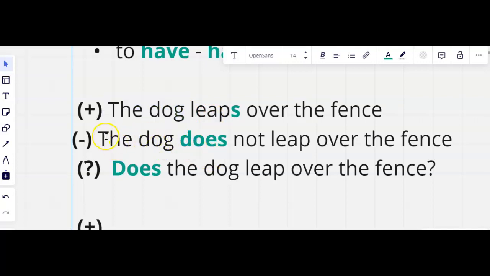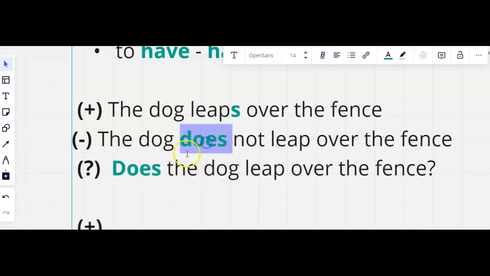All right. So the negative way would be the dog does not. So we put the auxiliary to deny, and we put not. Okay. In that case, we put not in here. The dog does not leap over the fence. You don't modify the verb whenever you use the auxiliary in here. Okay. And then the question, how is the question going to be?